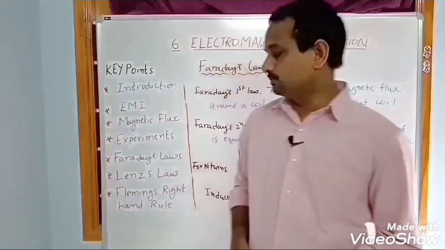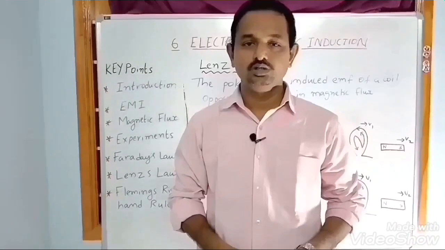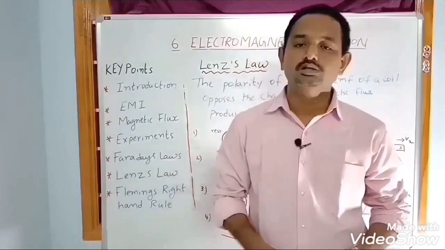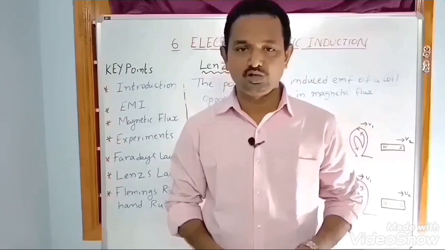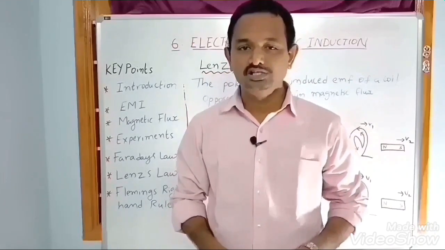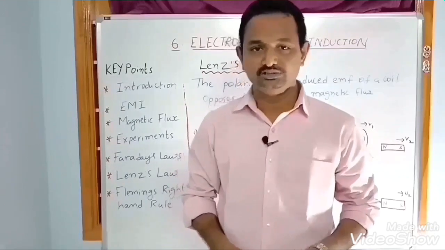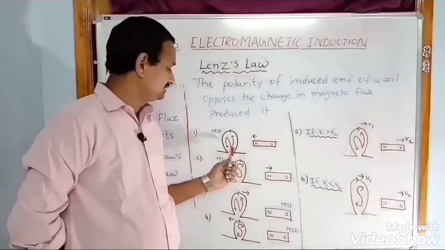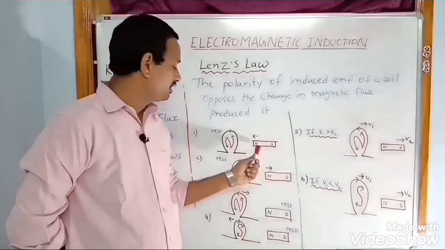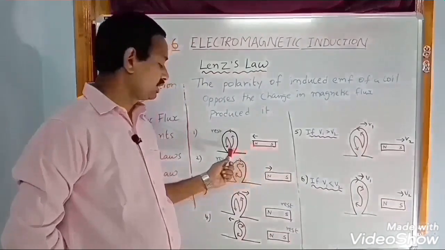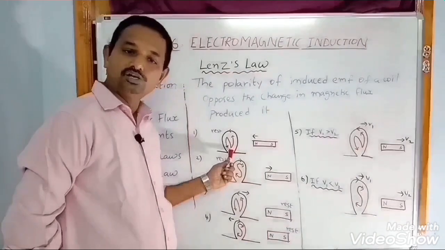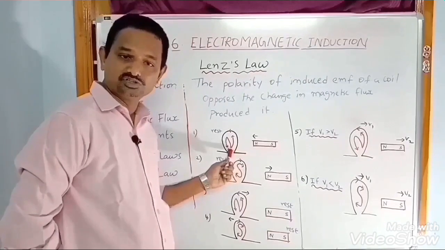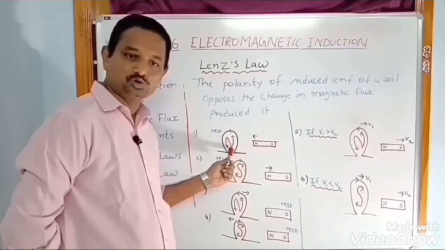Next, I will discuss Lenz law. Students, now Lenz law. What is the statement of Lenz law? The polarity of induced EMF of a coil opposes the change in magnetic flux that produced it. Look here. When the coil is at rest, magnet is in motion. If you are moving the north pole of the magnet towards the coil, then the polarity of induced EMF of the coil acquires north pole. That opposes the change in magnetic flux that produced it.